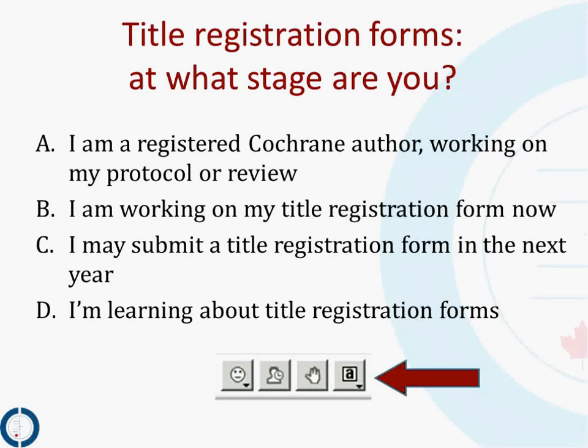Let's have a quick poll. Title registration forms. At what stage are you? Please select A if you are a registered Cochrane author working on your protocol or review. Select B if you are working on your title registration form now. Select C if you plan to submit a title registration form within the next year. And D if you're just learning about title registration forms now. I'll turn things over to Catherine for a moment to conduct the poll.